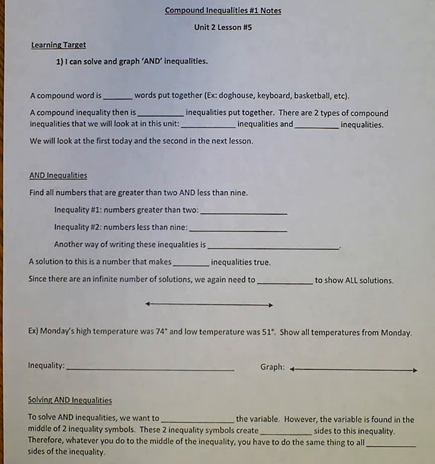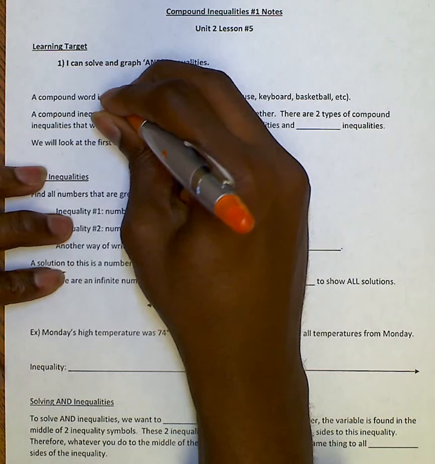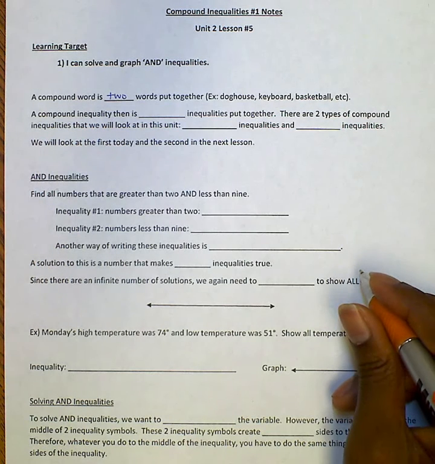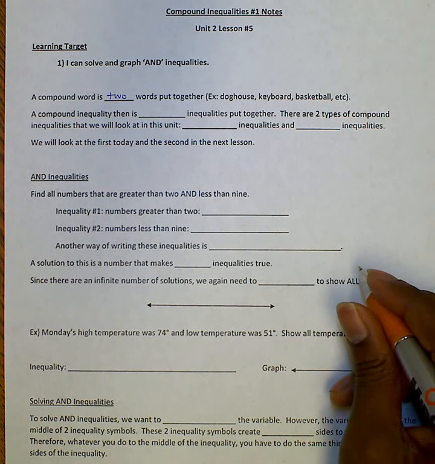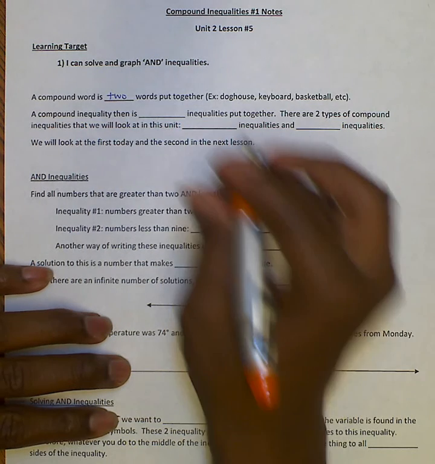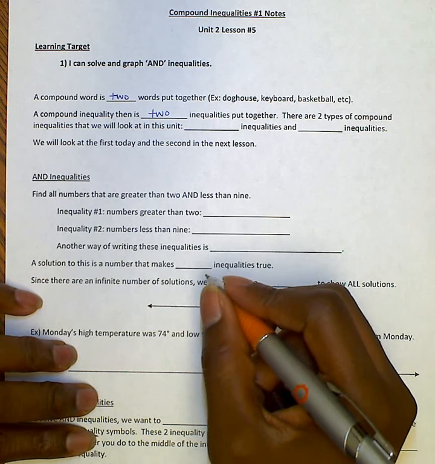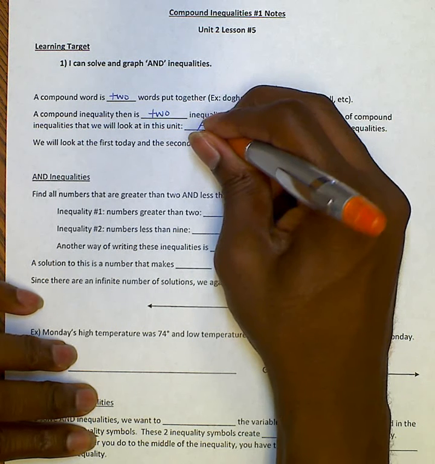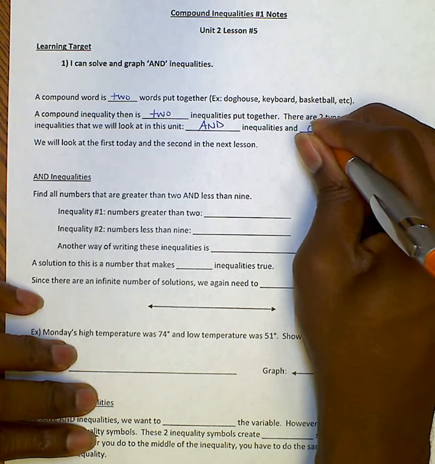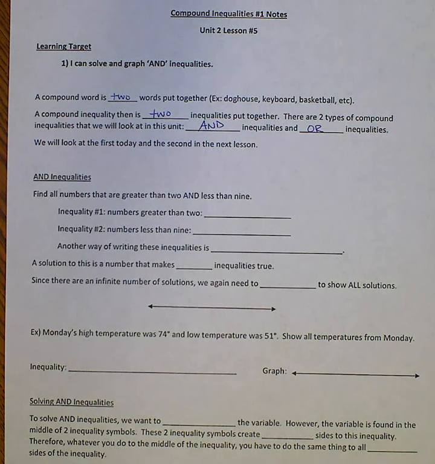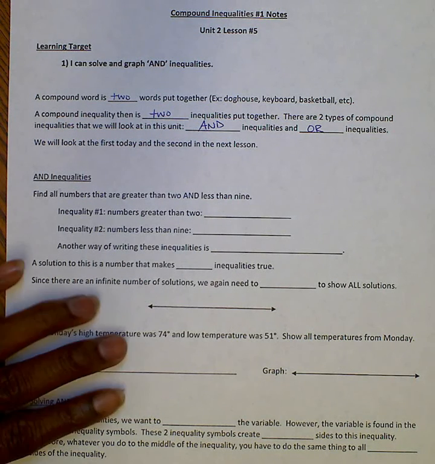Today we're going to deal with compound inequalities. We have two sets of compound inequality notes. This one will focus on... I guess we'll jump straight into it. A compound word is two words put together. Doghouse, keyboard, basketball. Okay, compound words. Then a compound inequality is when two inequalities are put together. There are two types of compound inequalities that we'll look at in this unit. We'll talk about and inequalities and or inequalities. We'll look at and today, and we'll look at or in the next lesson.